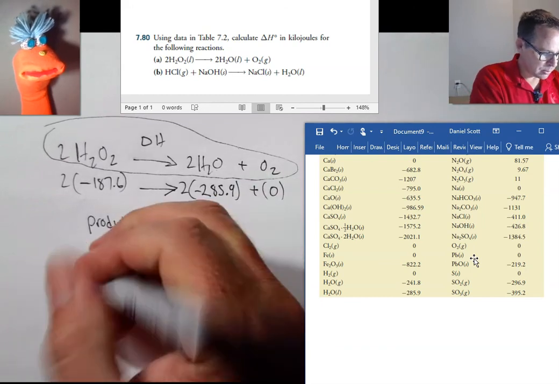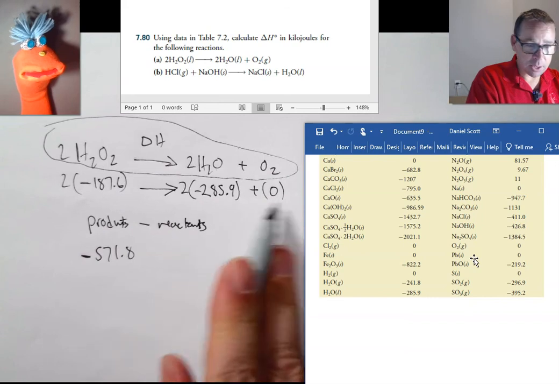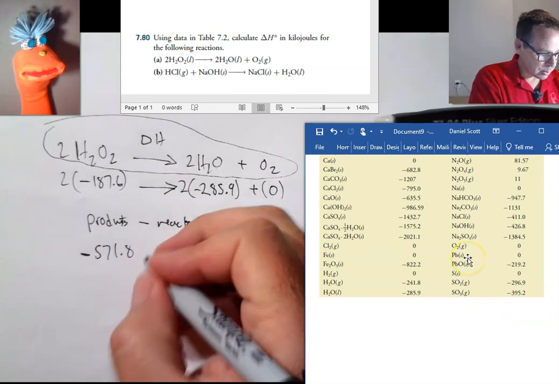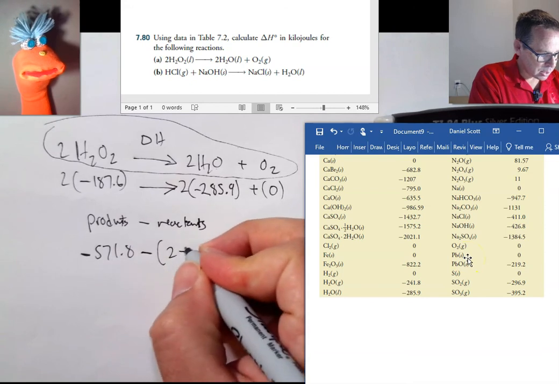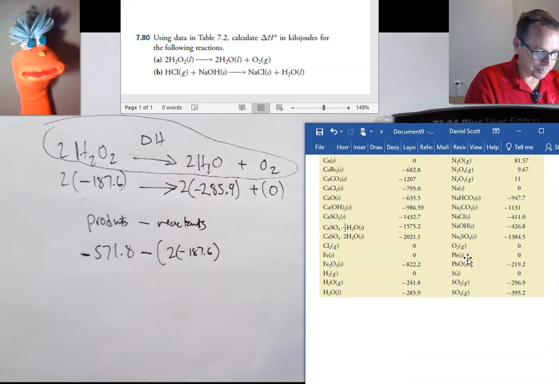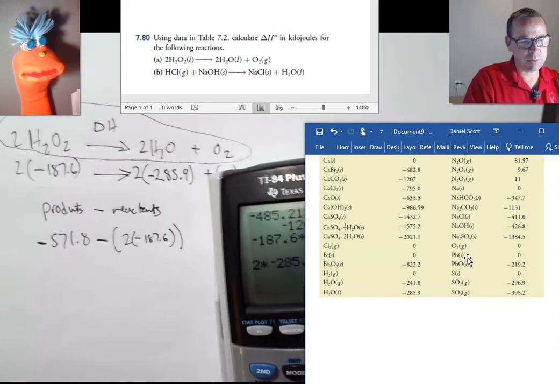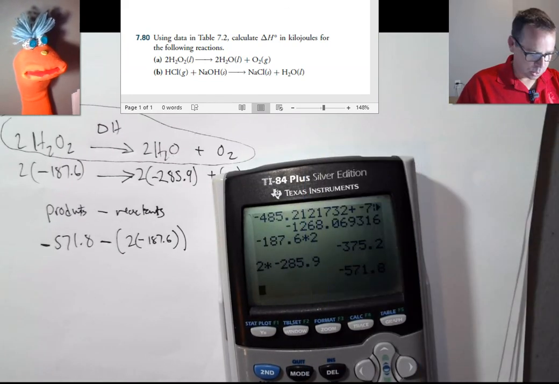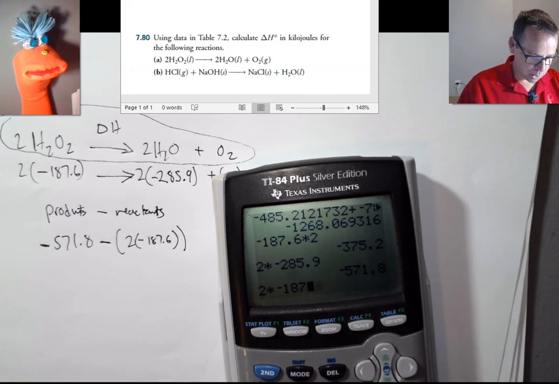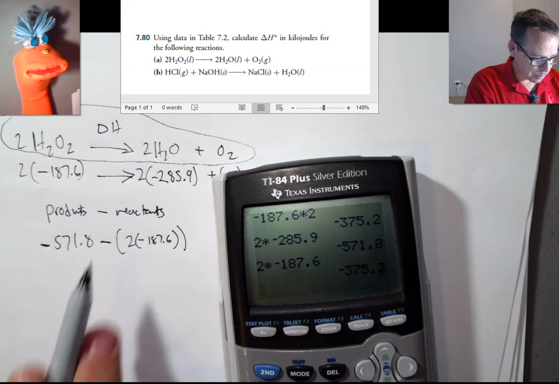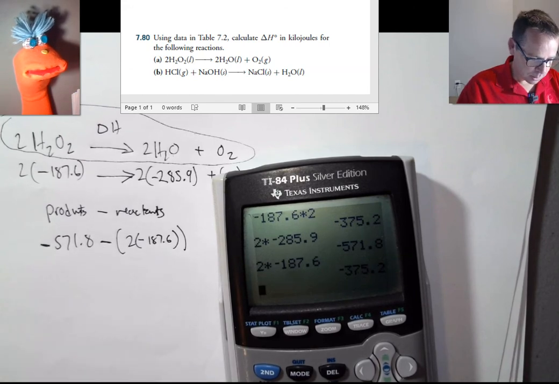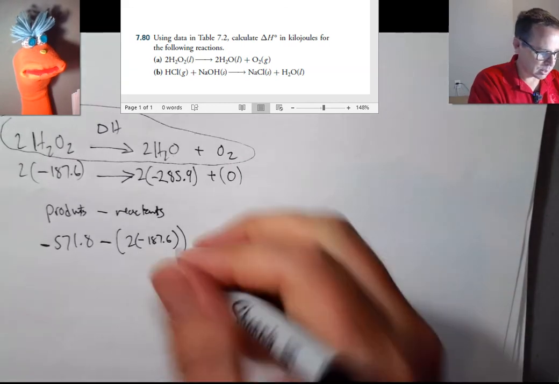Negative 571.8. And that's all because I don't have to do anything with the oxygen there. And then products minus now the 2 times the negative 187.6. Okay, so let me scoot this table out of the way for a second. 2 times negative 187.6. I'm going to change that sign there. So negative 571.8 minus that value there. That's going to give me a negative 196.6.